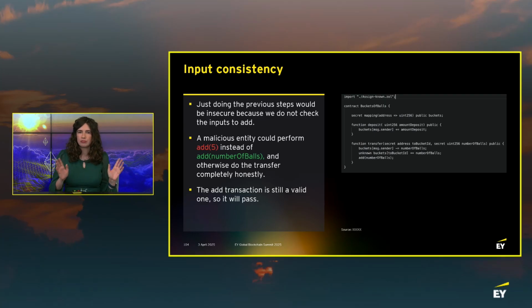Okay, but if we were to just follow the previous steps, this would actually be insecure. We're not actually checking the inputs to add. In the smart contract, we've specified that add has to be run on the input number of balls. But a malicious entity, if we were to just do what we've done previously, could instead just input to add any other number, 5, let's say. And that would still be a valid add instance and add proof, just based on a different input. So it would run correctly. There would be no issue, but that would be bad because obviously they've subverted the smart contract.